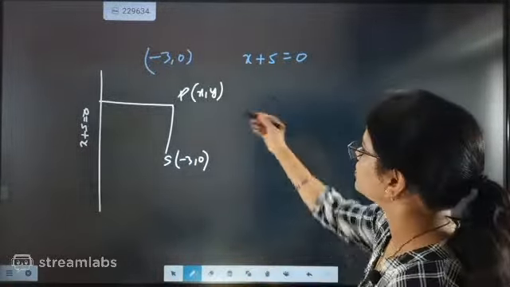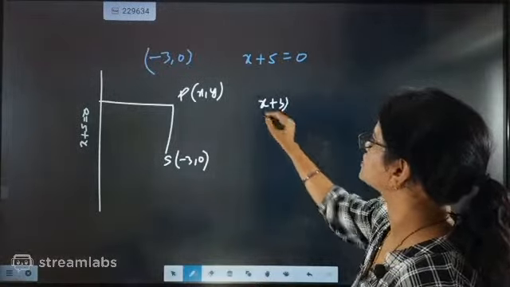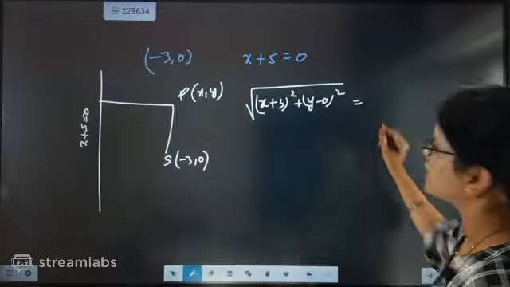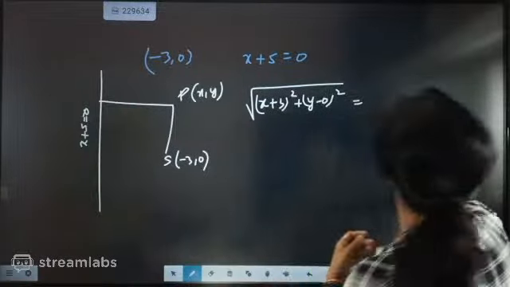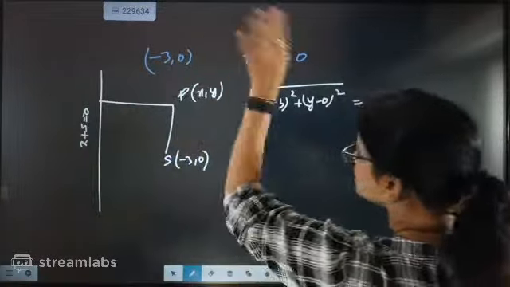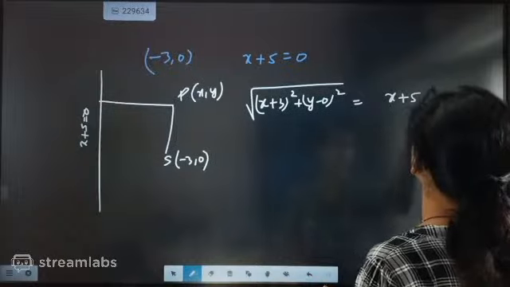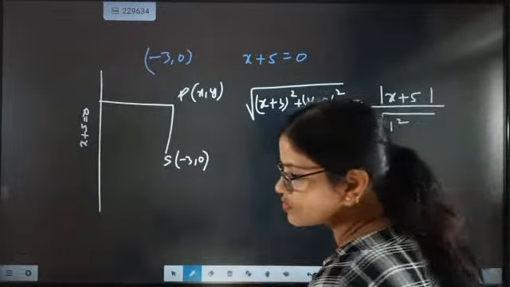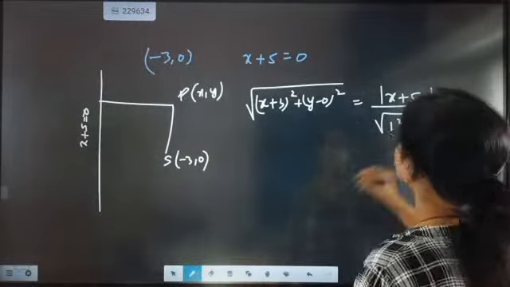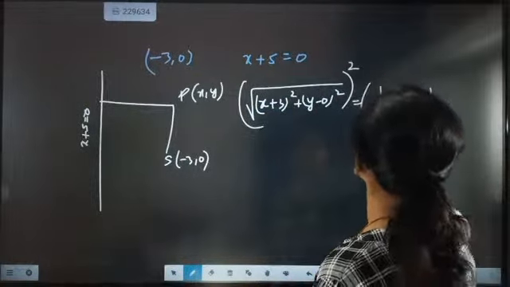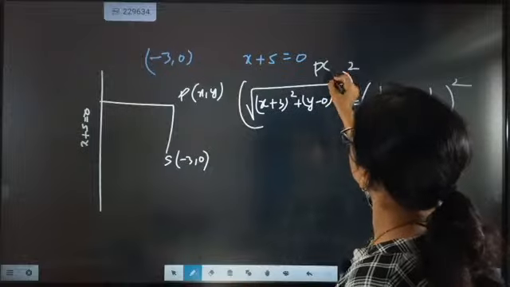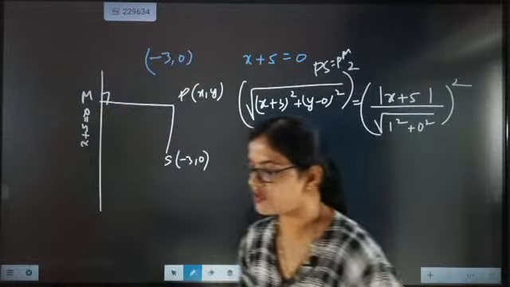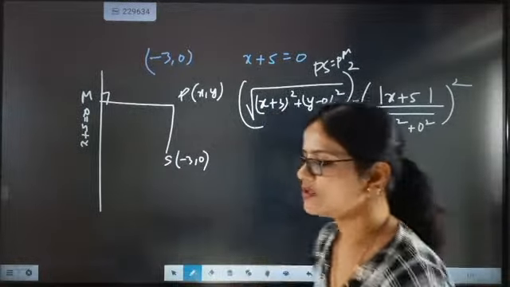What is exactly going to come here is (x + 3)² + (y − 0)², root under. And then here it is exactly coming as the x coefficient part is x and the y part is 0. So (x + 5) by root under 1², because the y part is 0, so (1 + 0)², whatever you want to take it. Now square both sides. Once you do, you get PS equal to PM. PS will be equal to PM for a parabola.